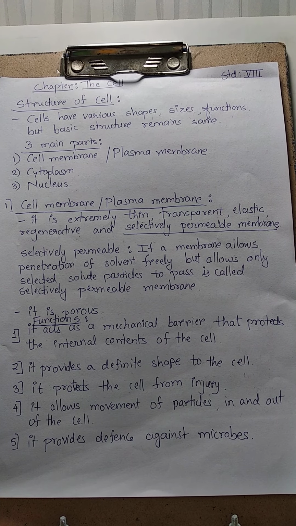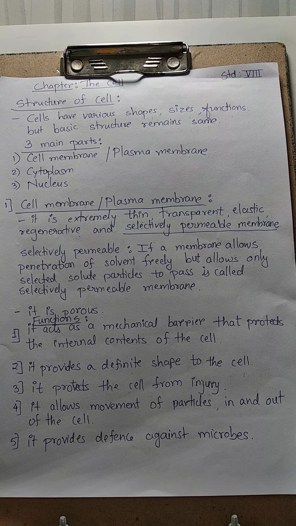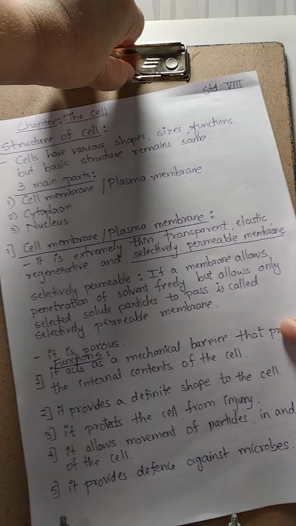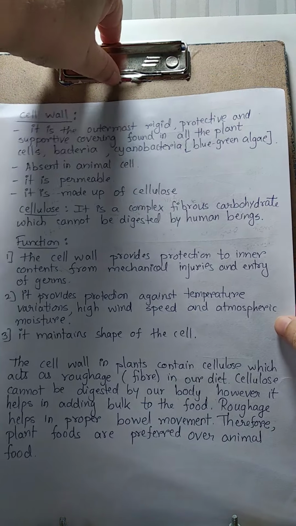So if I ask you whether the plasma membrane is present in prokaryotic as well as eukaryotic cell, your answer should be yes, it is present in both prokaryotic and eukaryotic cell. Okay, so this is all about the cell membrane or plasma membrane. Now let's talk about the other part, which is called the cell wall. Now this cell wall we have seen in prokaryotic cell, like in the bacteria cell, which I have shown you before we start this video.